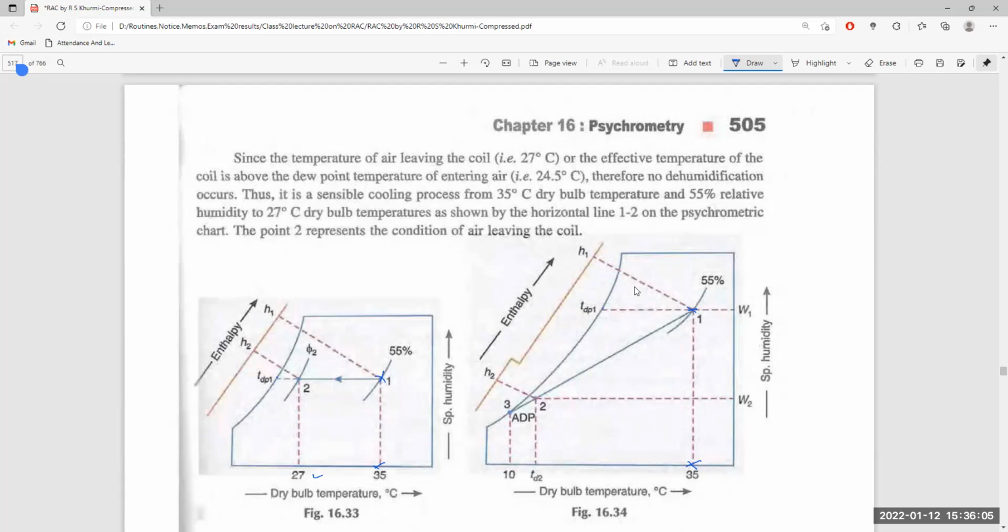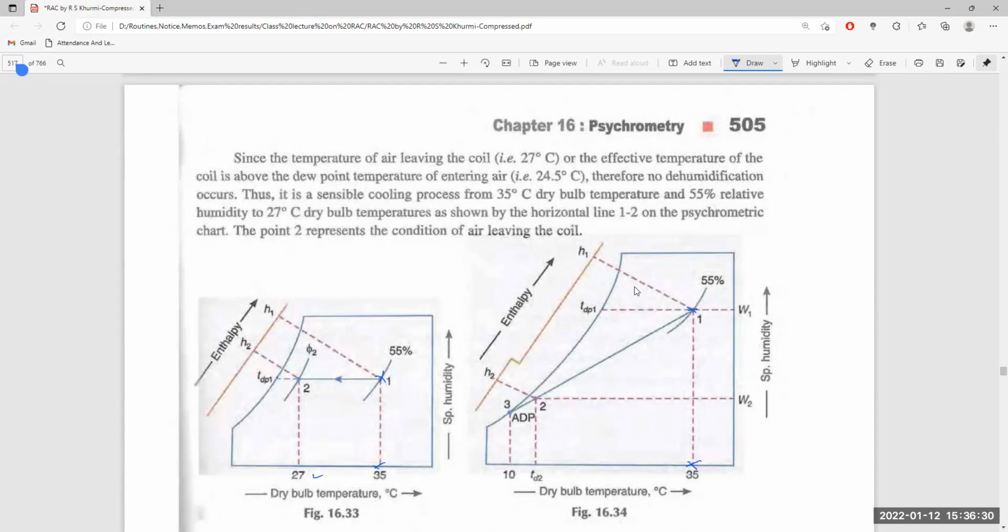The dew point temperature of the air is 24 degrees centigrade. So the temperature of the air leaving is more than the dew point temperature, so it cannot form any moisture, thus it cannot reduce the humidity, and no dehumidification is possible.